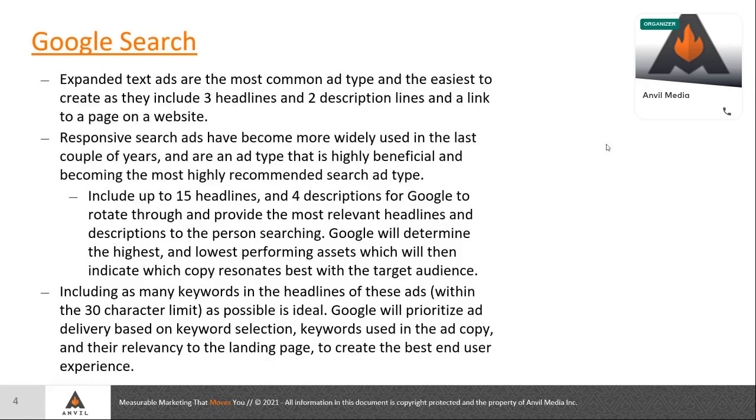Google will determine the highest and lowest performing assets, which will then indicate which copy resonates best with the target audience. Including as many keywords in the headlines of these ads within the 30-character limit as possible is ideal. Google will prioritize ad delivery based on keyword selection, keywords used in the ad copy, and the relevancy to the landing page to create the best end user experience.